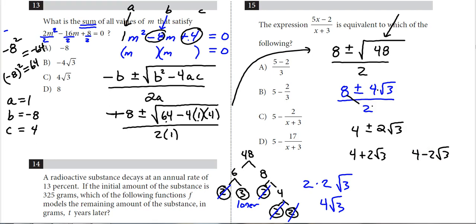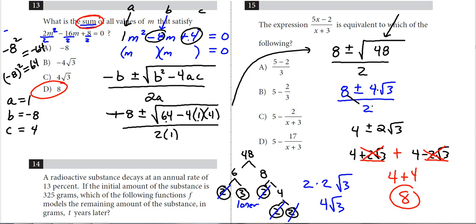Well, the original question said, hey, what's the sum of the 2 answers? So my 2 answers now, when I add them together, something kind of nice happens. This plus 2 radical 3 and this minus 2 radical 3, they squash each other. They're gone. So ultimately, I'm just left with 4 plus 4 equals 8. So the correct answer finally is D, 8.